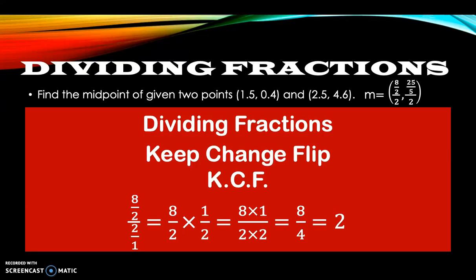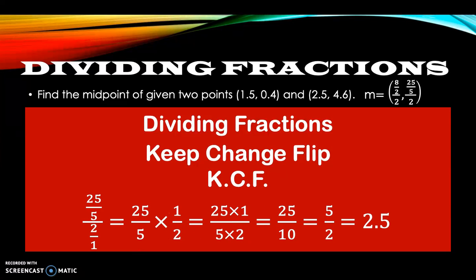So for 8 over 2 divided by 2, we keep the first fraction, which is 8 over 2, change division to multiplication, and flip the second fraction, which is 2 over 1. 2 over 1 will now be 1 over 2. We now multiply across, which gives 8 times 1 all over 2 times 2, which simplifies to 8 over 4. 8 over 4 can be simplified to 2.